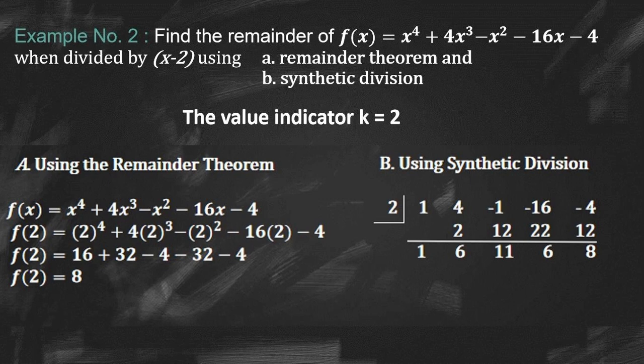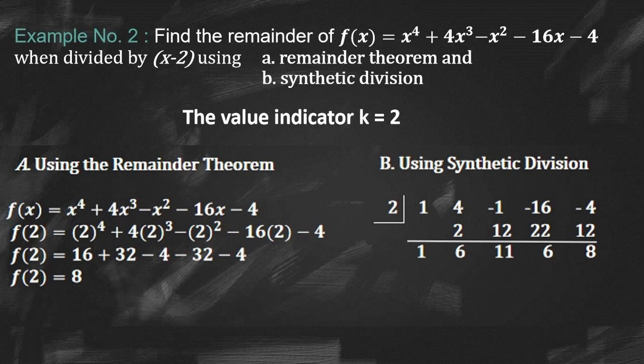Substitute 2 for every variable x in our polynomial. That gives us f of 2 equals 2 to the power of 4 plus 4 times 2 cubed minus 2 squared minus 16 times 2 minus 4. By simplifying that, we get 16 plus 32 minus 4 minus 32 minus 4. And our f of 2 is equal to 8. So our remainder is 8.